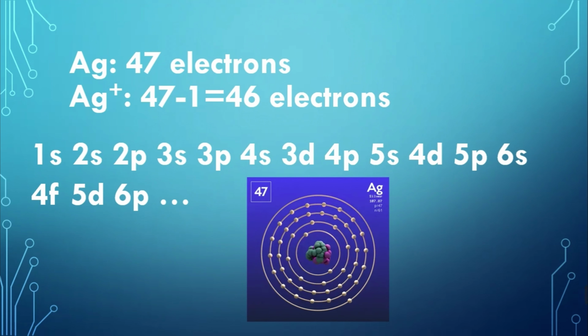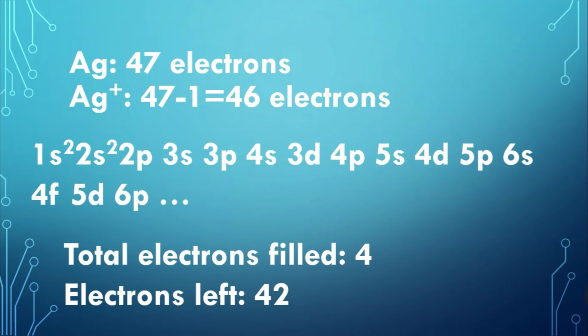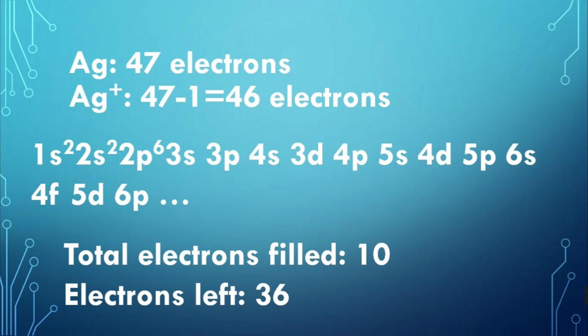Due to the principle of energy minimization, the first 2 electrons go to the 1s orbital. The next lowest energy orbital is 2s, which can hold up to 2 electrons. Next orbital is 2p, which can hold up to 6 electrons. 2 plus 2 plus 6 equals 10. We have now filled 10 electrons into the atom, and we have 36 electrons to be filled.